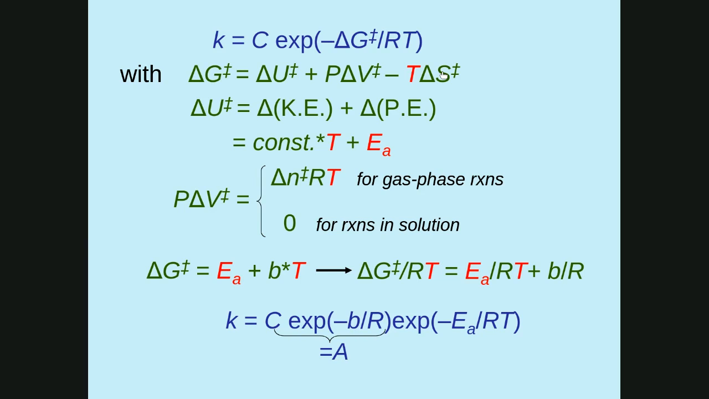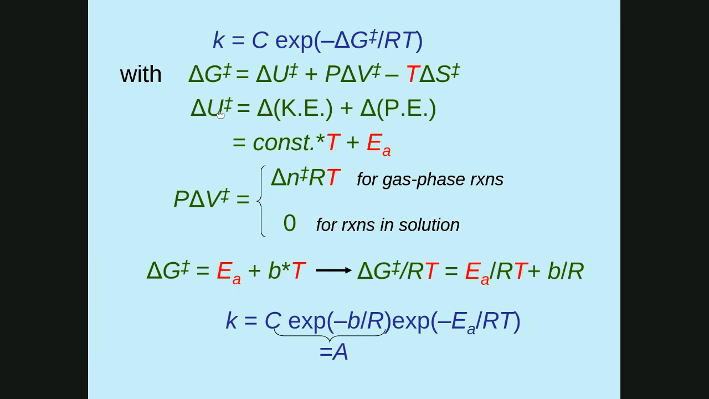So our delta G here can be written as a sum of these terms: delta G equals delta U plus P delta V minus T delta S, where the delta U, delta V, and delta S here pertain to the process of forming an activated complex out of the separate reactants.